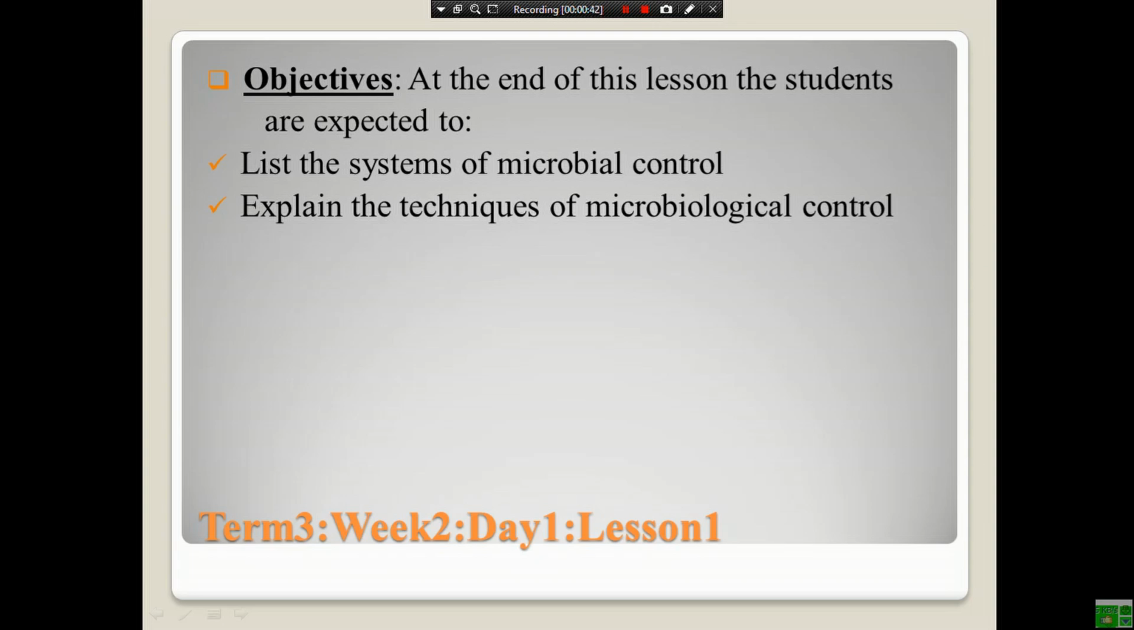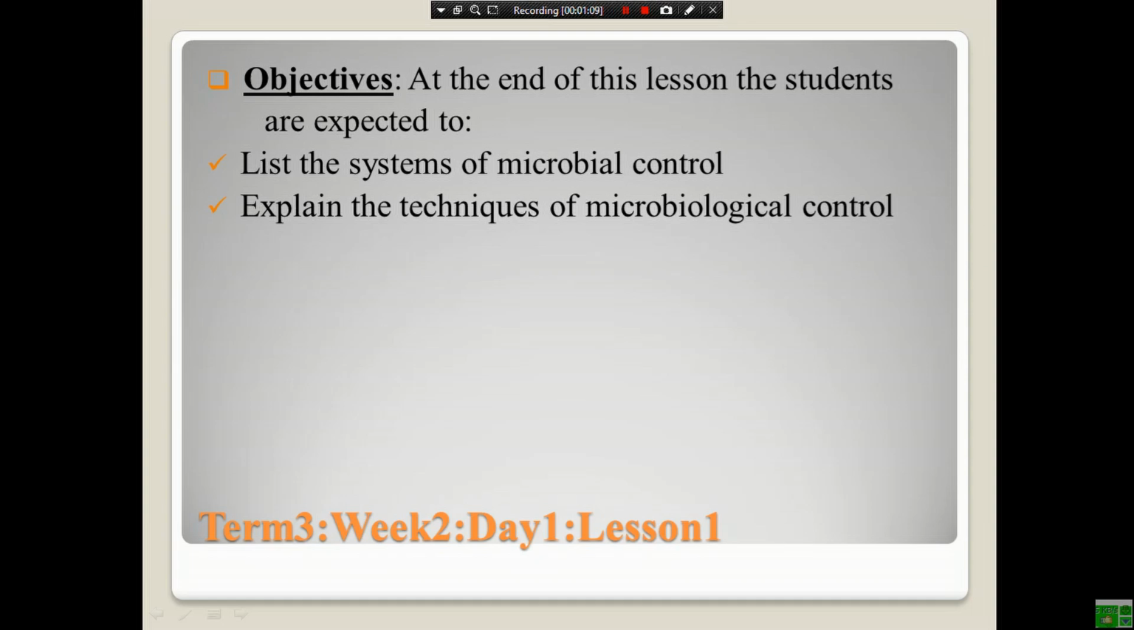But in this week, week 2 of term 3, we are going to discuss a lot of things. The objective of today's lesson is that, at the end of this lesson, the students are expected to list the systems of microbial control and explain the techniques of microbiological control. Let's continue one by one.